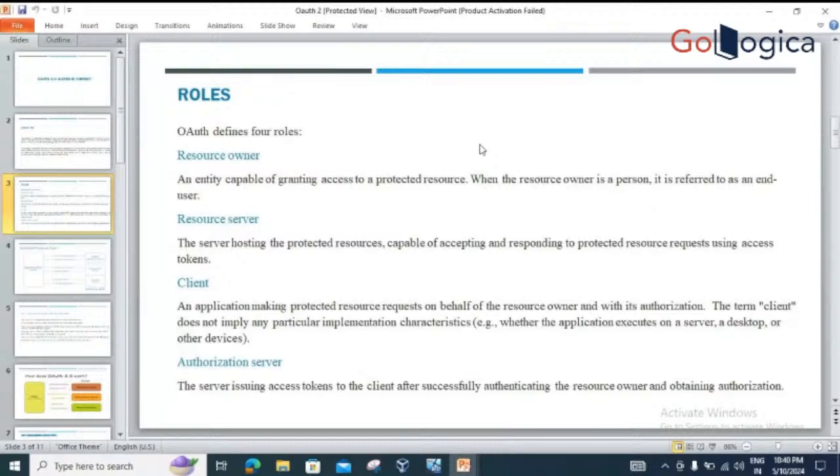And who is the client? The client is basically an application making the protected resource request on behalf of the resource owner and with its authorization. Like if I am going to access something from my Google account, which I already have, now I want to access that YouTube account.